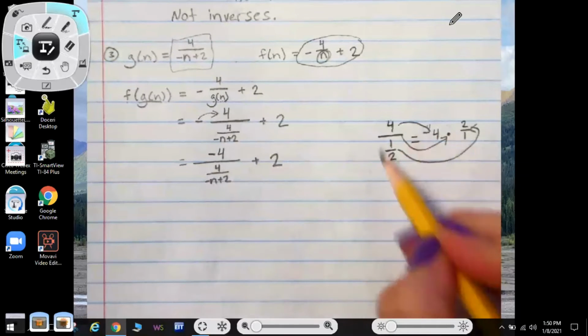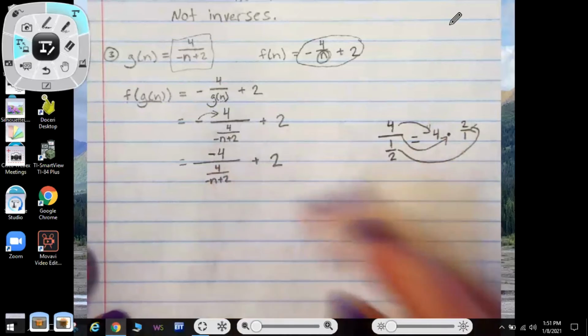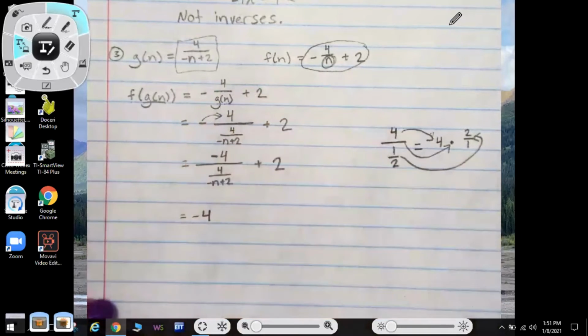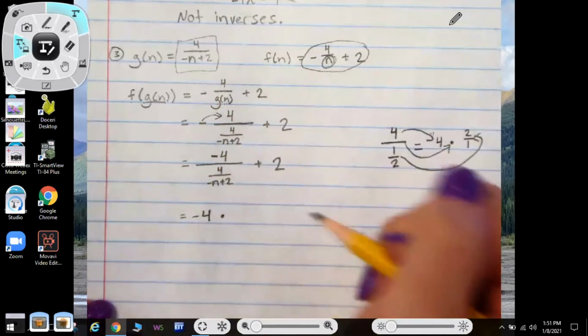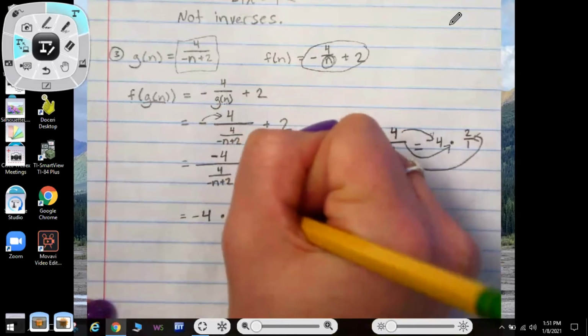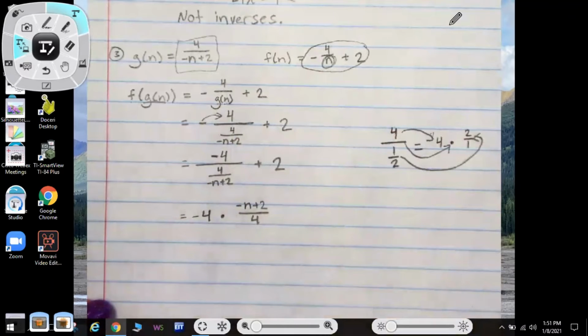So we're going to use that same concept with this fraction. Our numerator stays the same. It stays -4. We change division to multiplication. And then we flip our bottom fraction. So instead of 4/(-n plus 2), now it's (-n plus 2)/4. And then we still have plus 2 on the outside.